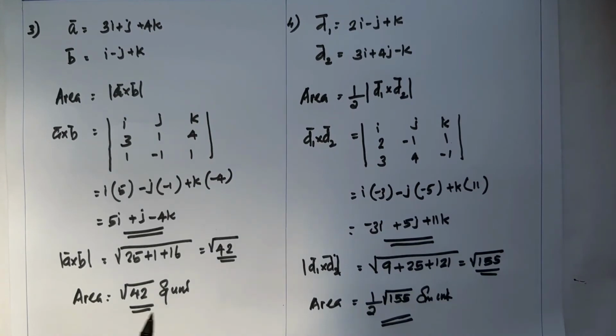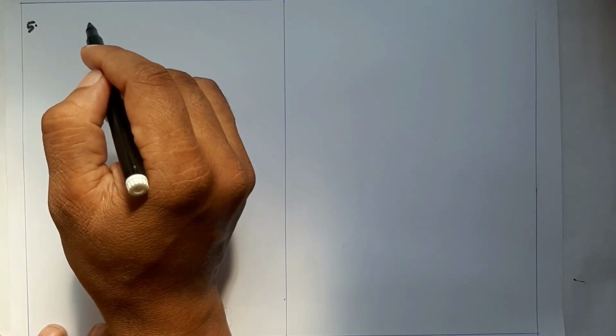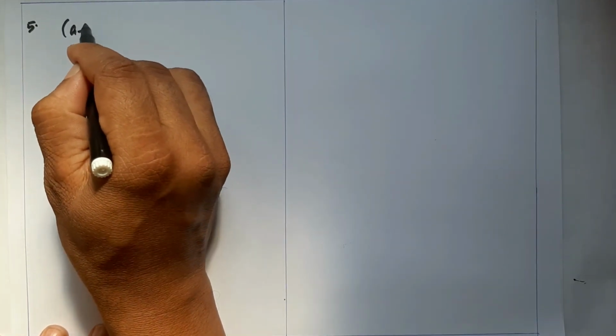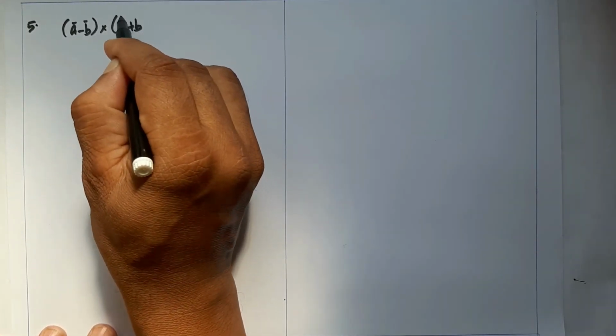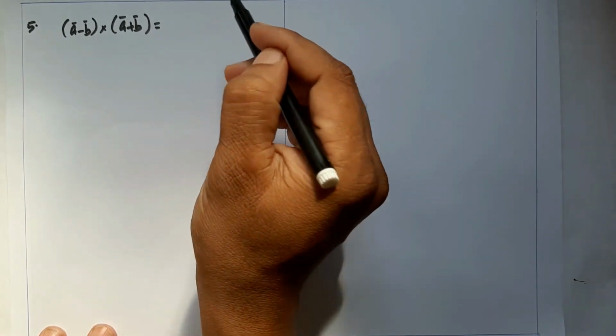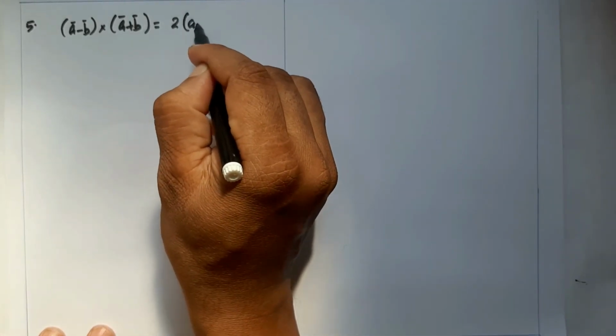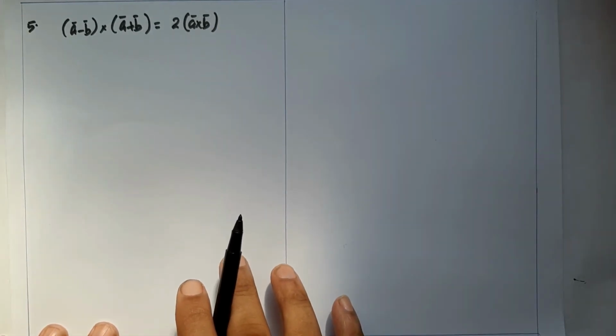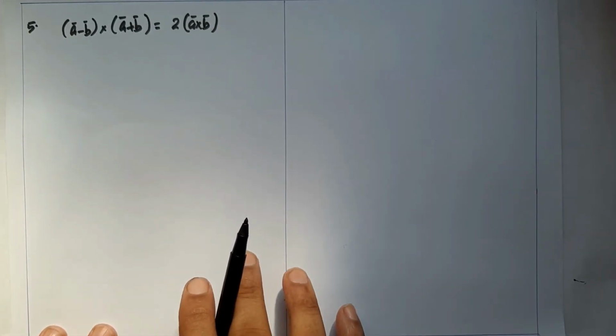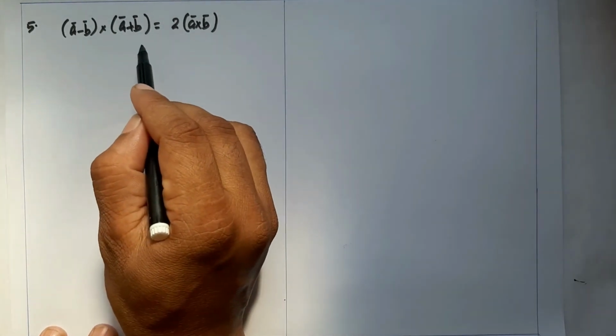Now we will discuss some prove-that type questions. Prove that (a minus b) cross (a plus b) equals 2 into a cross b.